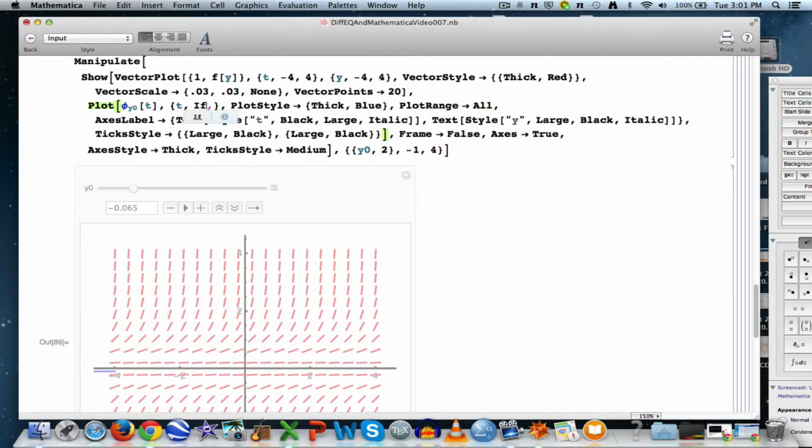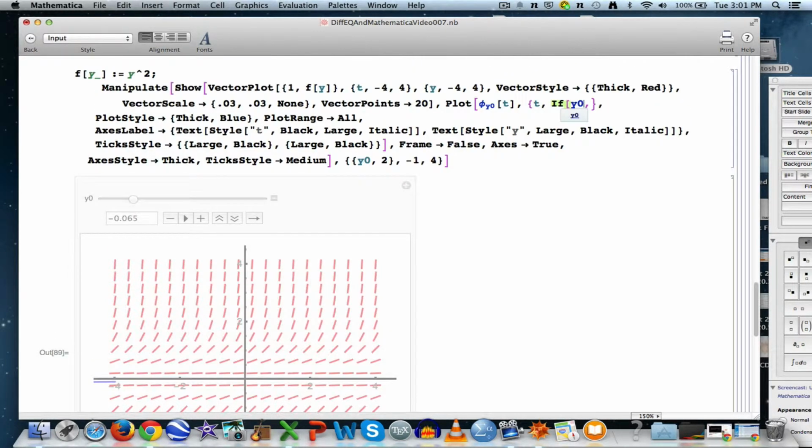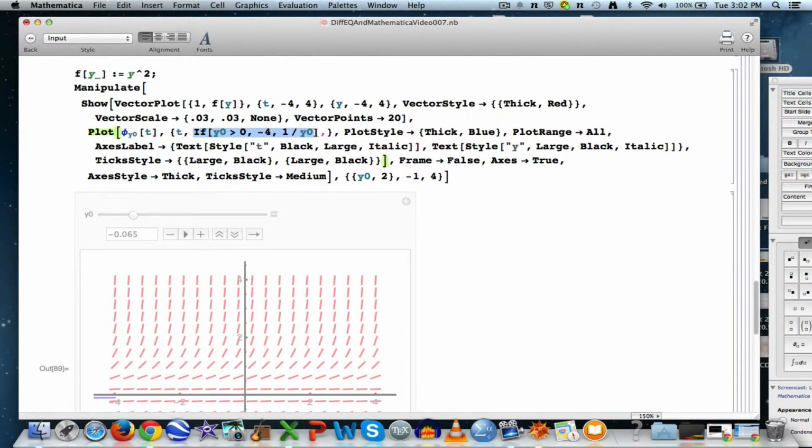Here I'm going to use this If command, and let's see. Let's do it like this. I'll type it in and then I'll explain it. If y0 is greater than 0, I'm going to make this thing be -4, else it's going to be 1 over y0. Okay, what did I mean when I said what I just said there? If is a conditional operation, a conditional function. It takes this first input and says, is this condition true or not? If it is true, then If gives you, in this case, -4 as the output. If it's not true, else, if it's false, it gives you this thing as the output.